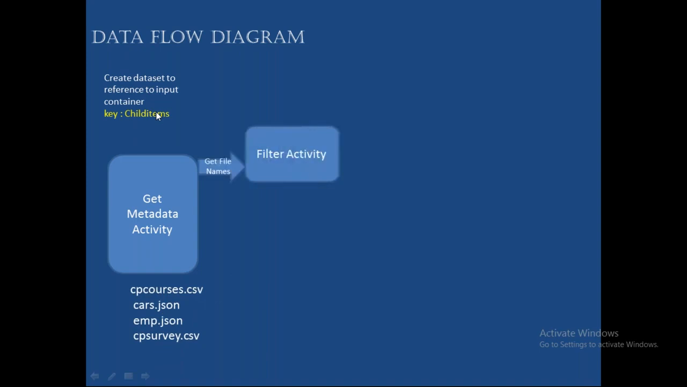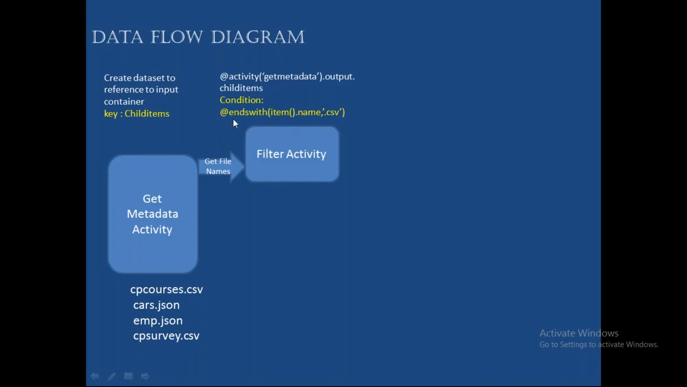Now all this file list, I will pass to the filter activity to filter out. Okay, so how are you going to filter out? See, at the rate activity of get metadata activity output I want. In this output, all the child items, meaning all the files I want. So for that, dot child items.